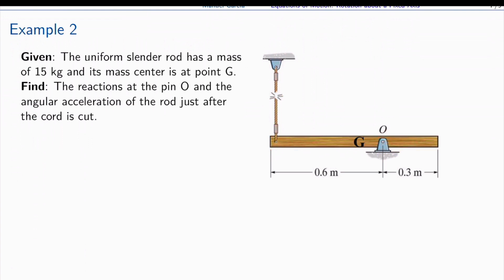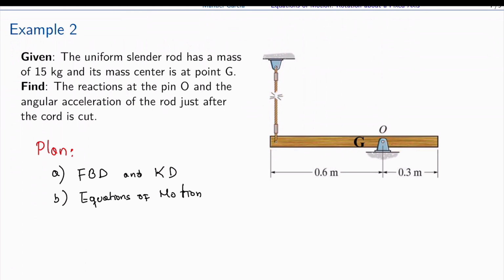So how do we proceed to solve this problem? What is the plan? What do we have to do first? The free body diagram and the kinetic diagram. Next, we have to set up the equations of motion. How many equations of motion do we have? Three, right? We have the sum of the forces in the tangential direction, the sum of the forces in the normal direction, plus the sum of the moments. And then we solve for the unknowns.